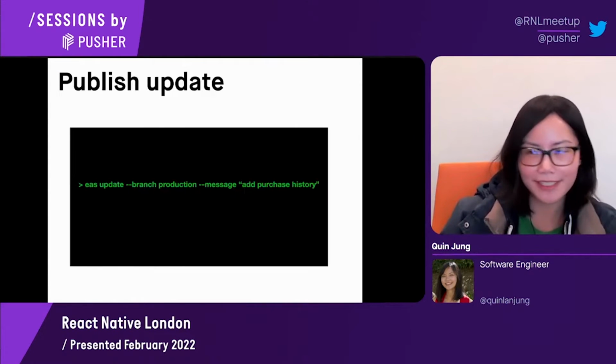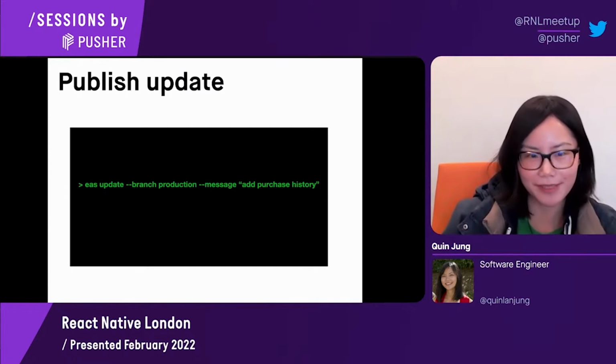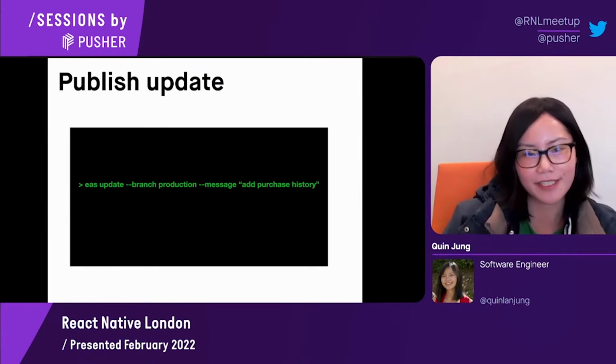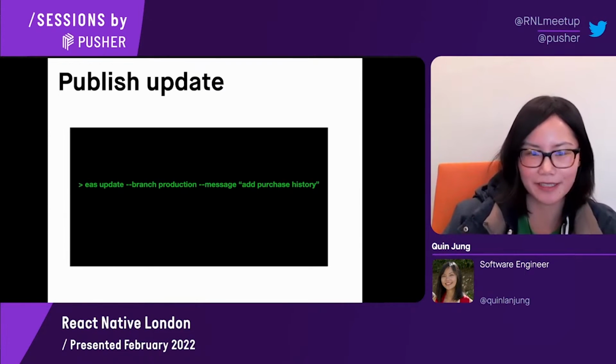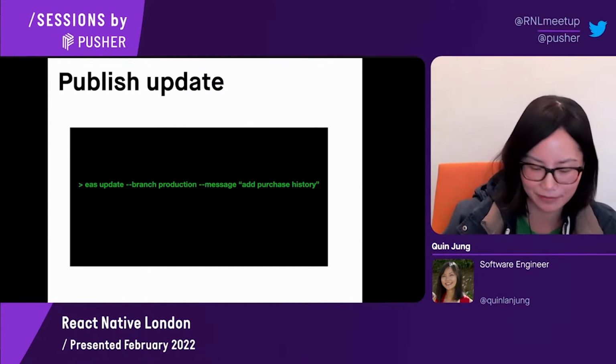Right. Because you've already got a compatible app binary, once you've implemented this feature, you can go ahead and publish it. Again, you can run EAS update, deploy it to the production branch, and add a human readable message. In this case, it's add purchase history.